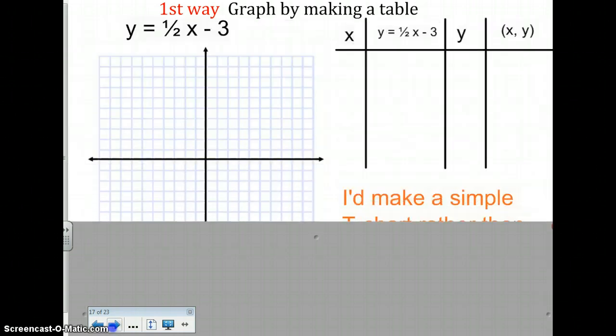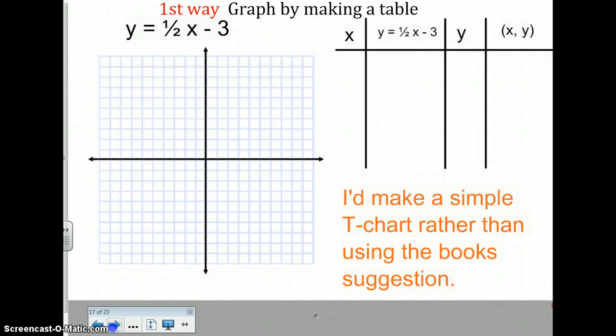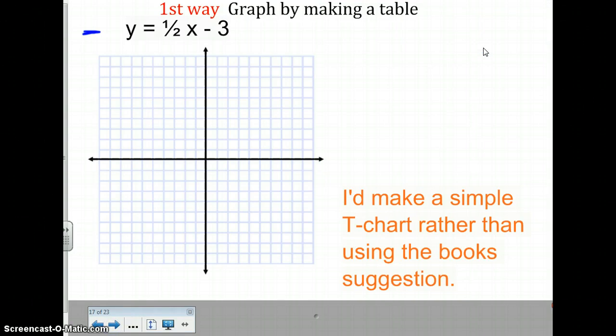So the first way to graph a linear equation is to make a table. And we did this last year. Their way is a little more complicated than what I would do. We're using the equation y equals 1/2 x minus 3. So rather than setting up the chart they use here, and you certainly can use that chart, I would use a simple t-chart. So I'm going to delete that, and I would just go, okay, we have our x value, we have our y value. And typically when we do this, we want to find about 3 different values.